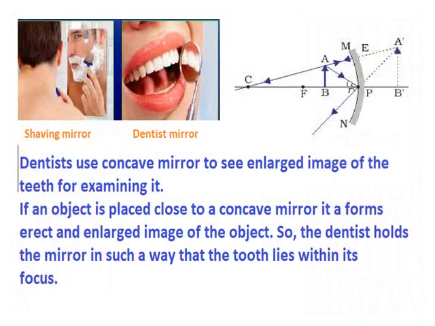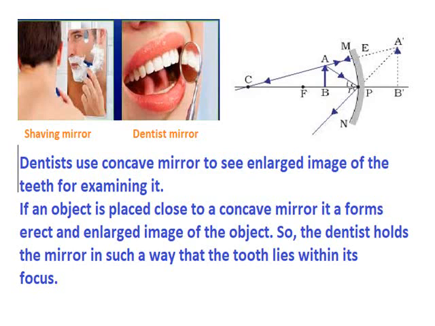This is the next application of the spherical mirrors. The mirrors used for shaving and used by the dentist. Both are similar. And what type of mirror is this? Obviously, this is a concave mirror, because for shaving as well as the mirror used by the dentist to examine the teeth, the image should be enlarged. We need an enlarged image for seeing our face as well as for the doctor to see the teeth. So a concave mirror is being used.